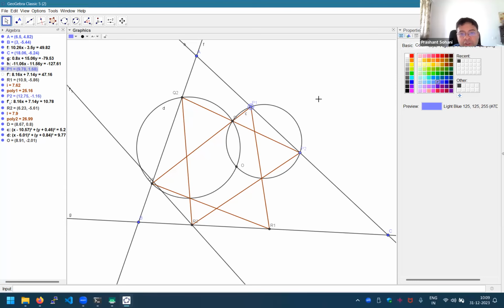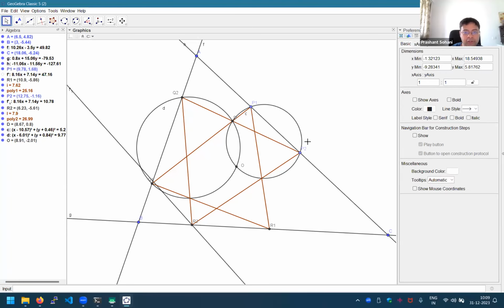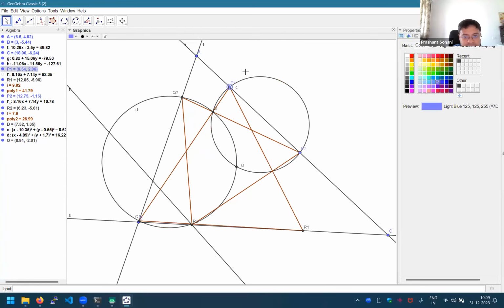But of course, we need to prove this. I just wanted to illustrate how this is happening. Okay, so why would the center not change? What is so special about this point O that it does not change even when the triangles themselves are changing?